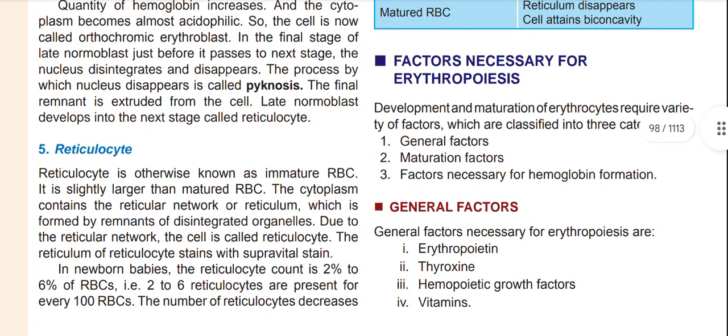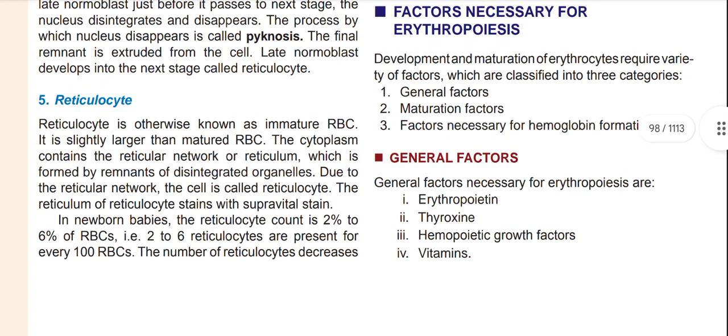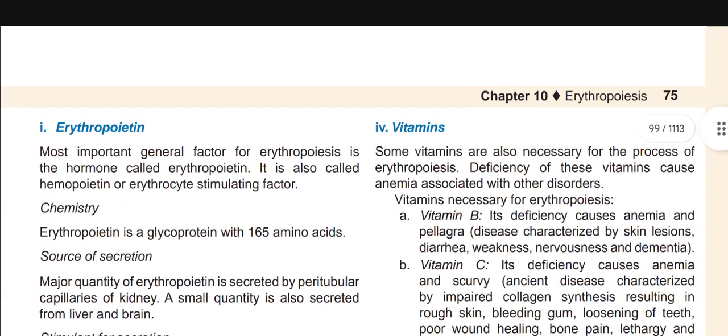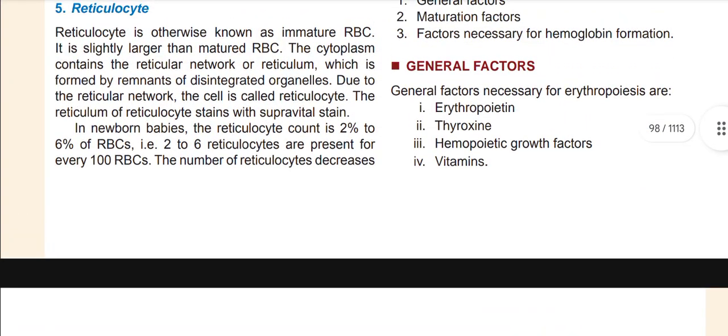Now, one important topic also: factors which are necessary for erythropoiesis. Development and maturation of erythrocyte require a variety of factors which are classified into 3 categories. One is general factors, one is maturation factors, and one is factors necessary for hemoglobin formation. First of all, general factors. General factors necessary for erythropoiesis are erythropoietin, thyroxine, hemopoietic growth factors, and vitamins.